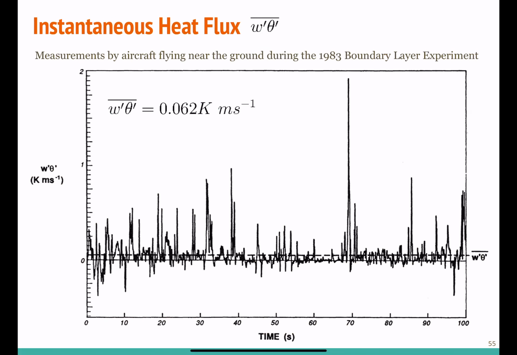Here are observations from the real atmosphere. These are measurements by aircraft flying in the boundary layer. You can see that the oscillation is quite vigorous. This is coming from the heat flux. If we take the average of it, it would be a very, very small number. This is the average. But you can see that sometimes there are a lot of spikes, even very high spikes.